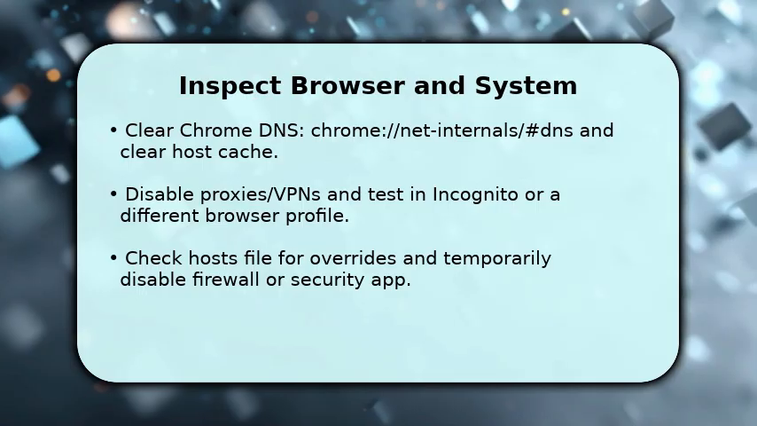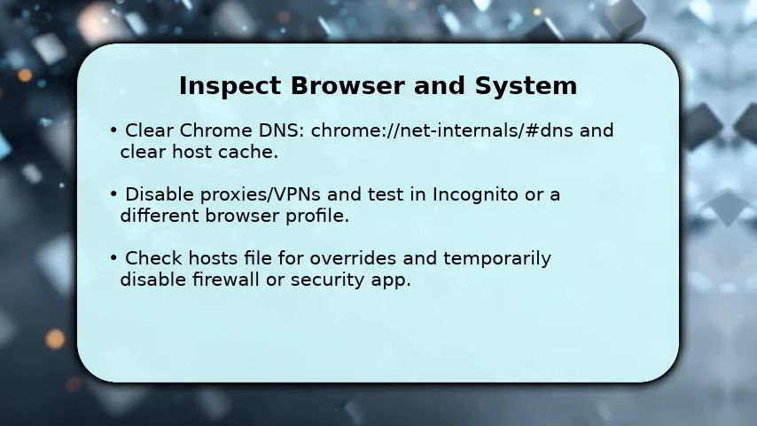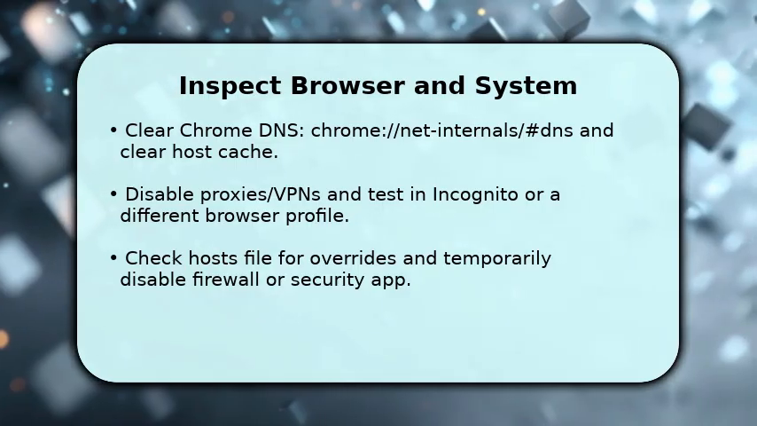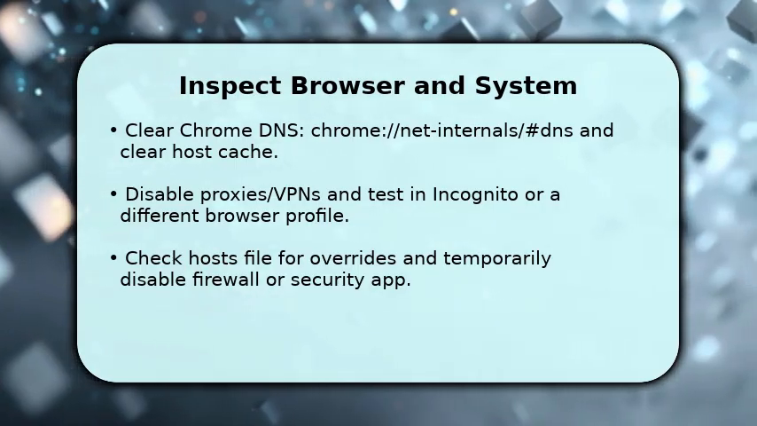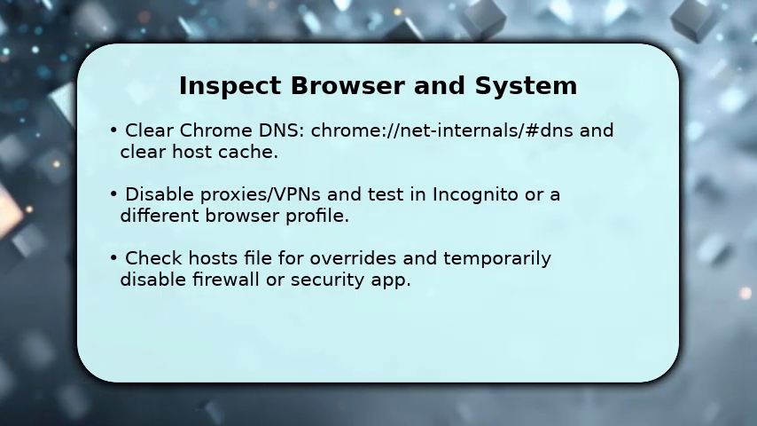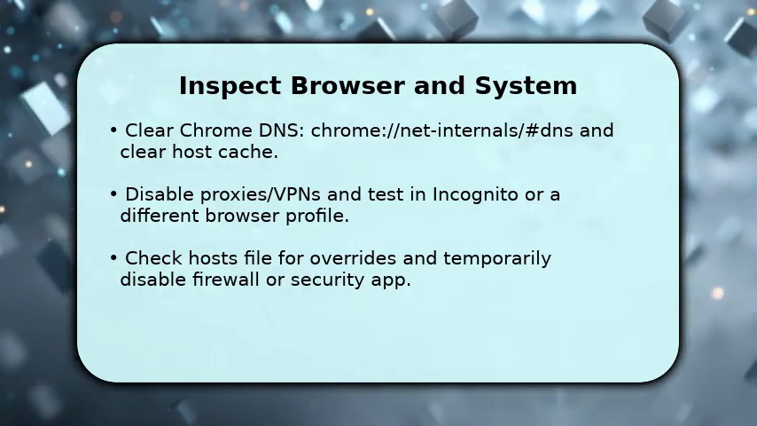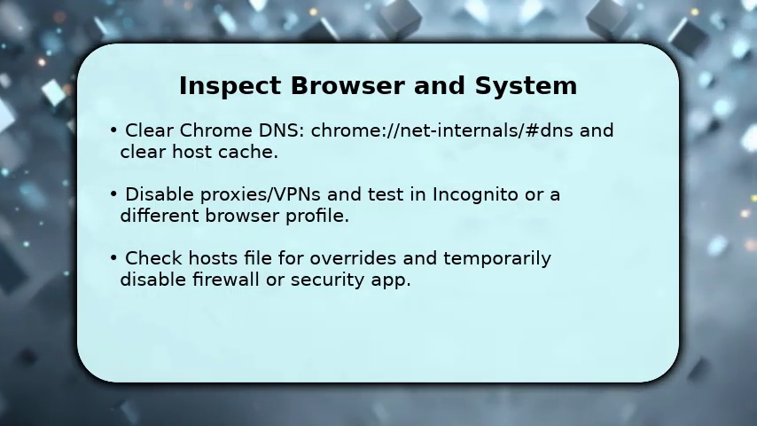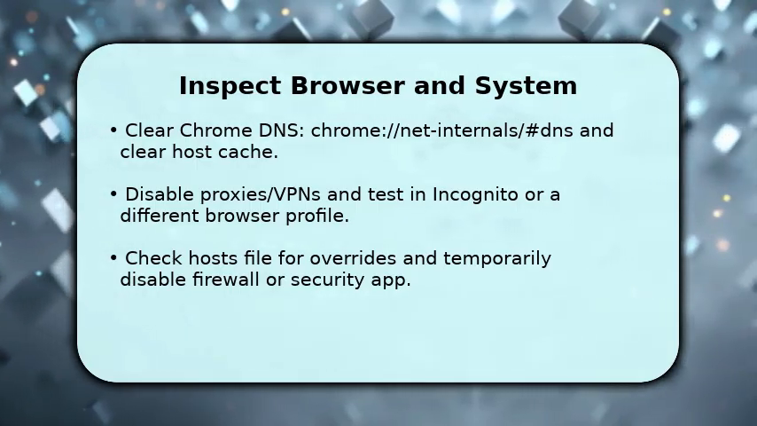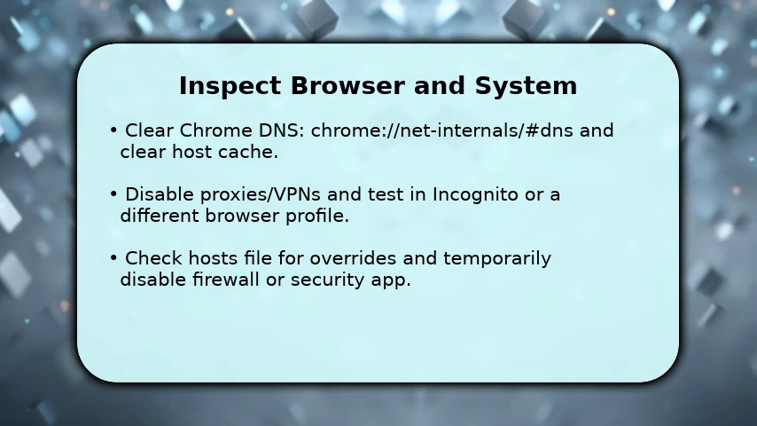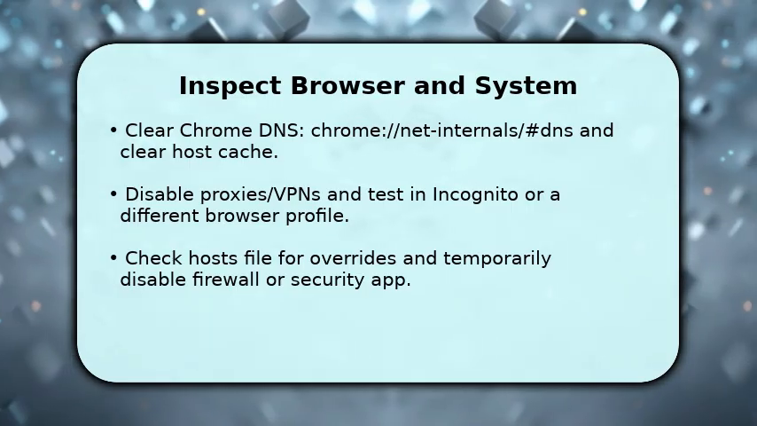Open Chrome's net internals and clear the host cache to remove browser-side DNS entries, then restart Chrome. Disable proxies and VPN services and test in incognito or a fresh profile to rule out extensions. Inspect your system hosts file for accidental hard-coded entries directing domains to wrong IPs, and temporarily pause firewalls or security apps that could block DNS or name resolution while you test.